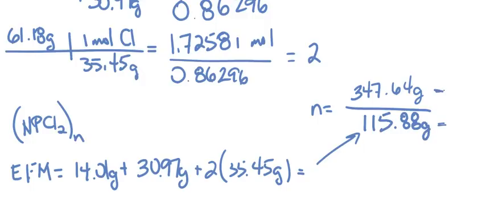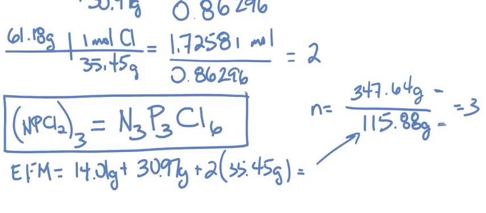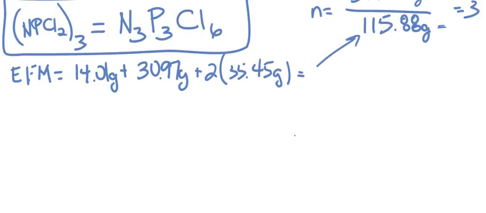So 347.64 divided by 115.88 is equal to 3. So my n is 3. Okay, so 3. So now this problem becomes very simple. So N3P3Cl6. There we go. Okay, and I think that's all the problems, guys.